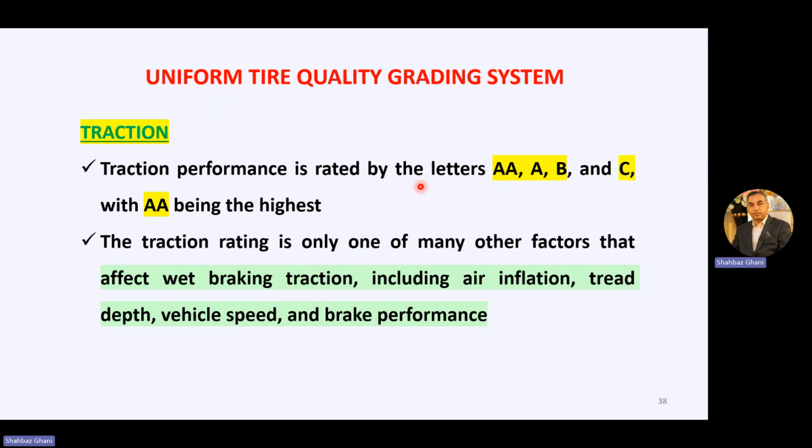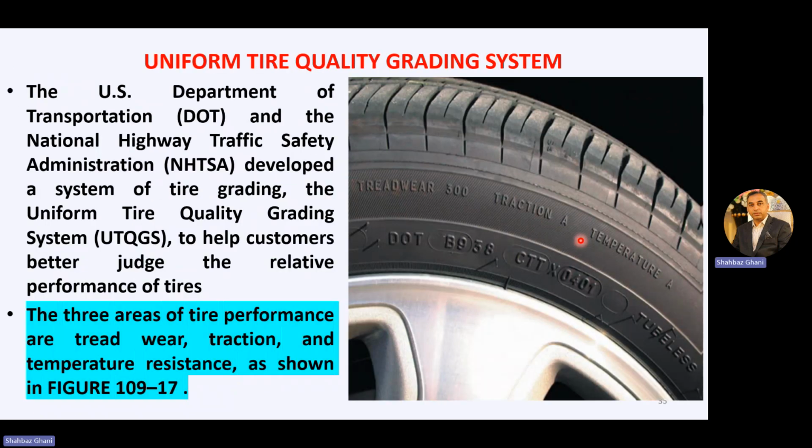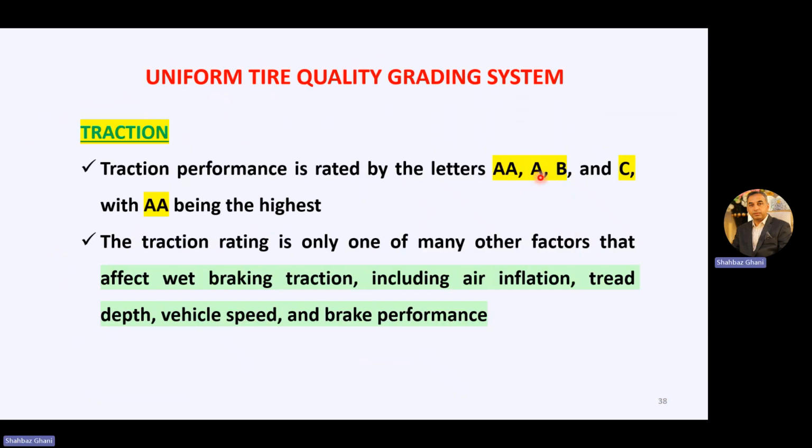Traction performance is rated by letter A, B, and C, with AA being the highest, as we have seen in the figure here. This traction is A. AA being the highest, the traction rating is only one of many other factors that affect wet braking traction, including air inflation, tread depth, vehicle speed, and brake performance.